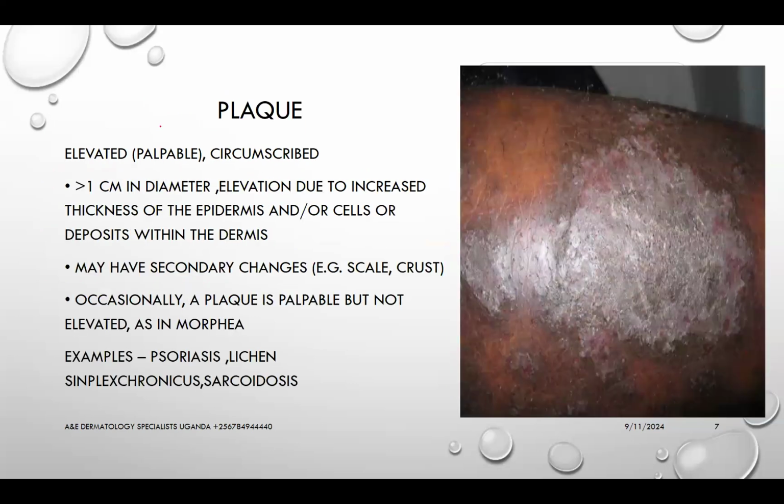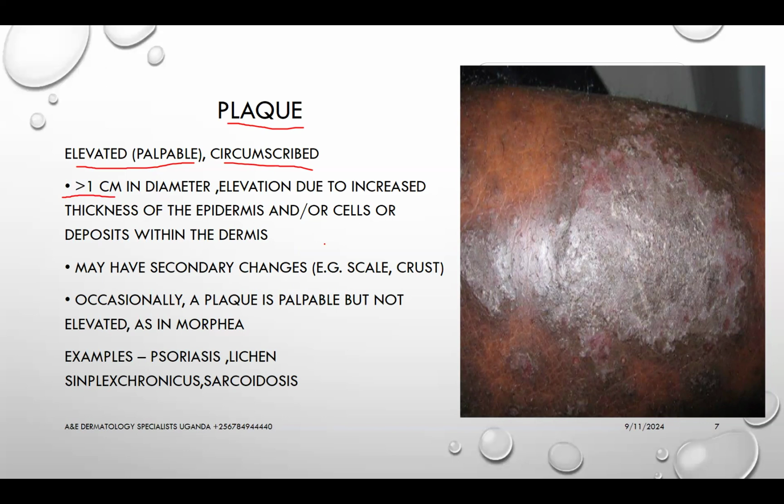Then, if so many papules come together or coalesce, they form what you call a plaque. In this case, you have a skin lesion that's elevated and palpable, well circumscribed, and more than 1 centimeter in diameter. This elevation is due to an increased thickness of the upper layer of the skin that we saw earlier, the epidermis.